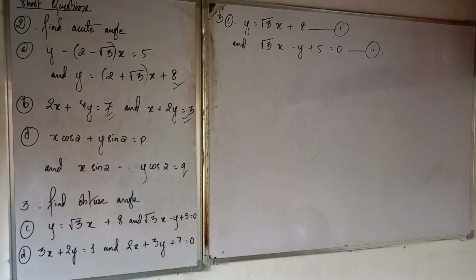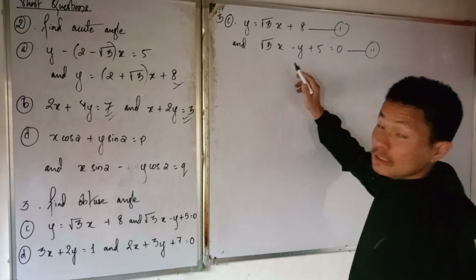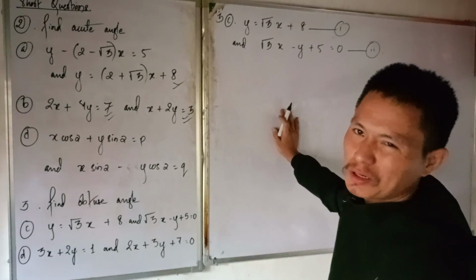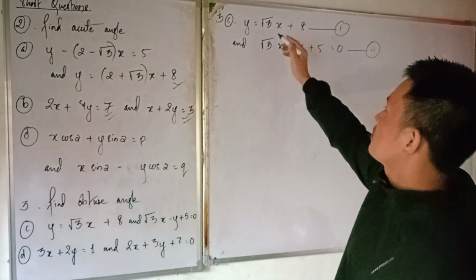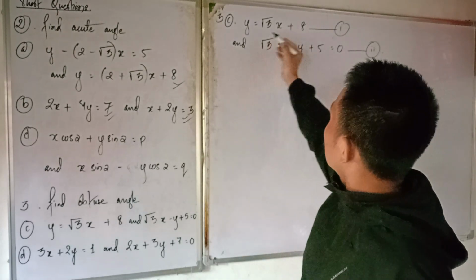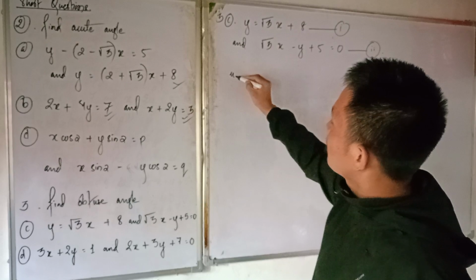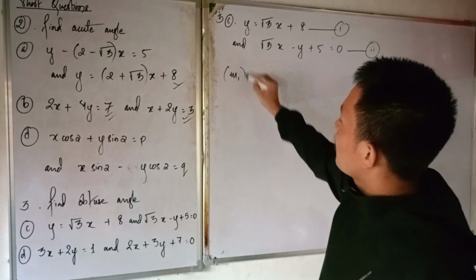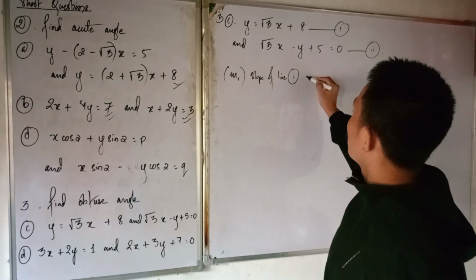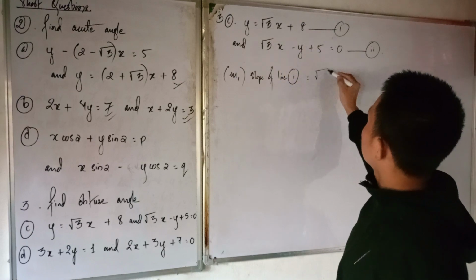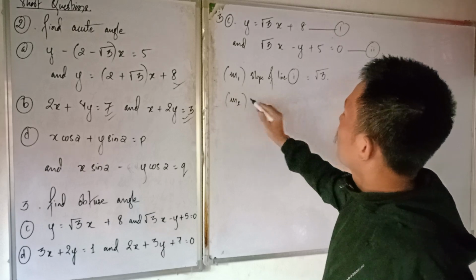Okay, in 3c you can see here y equals root 3 x plus 8. It is already in the form y equals mx plus c, so there will be no trouble in finding the slope. Let m1 represent the slope of line I. So m1, the slope of line I, will be root 3. And m2 for this is now from line II.